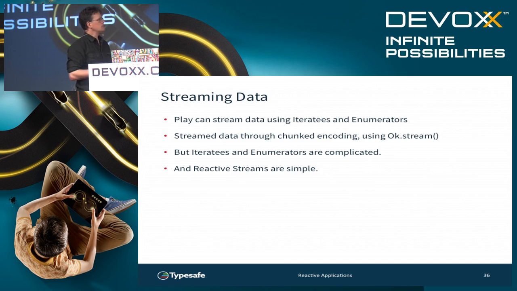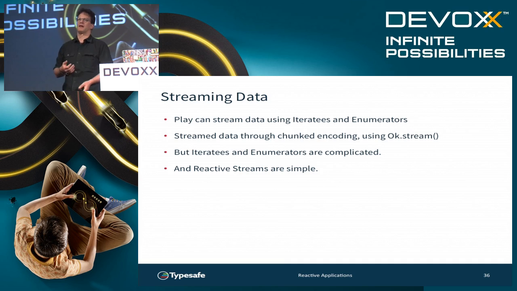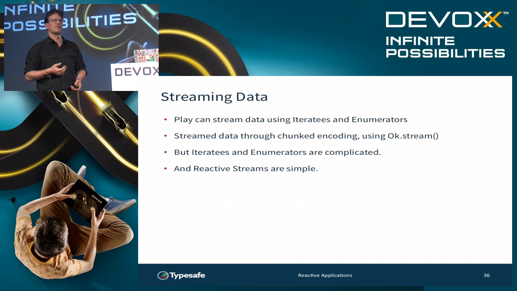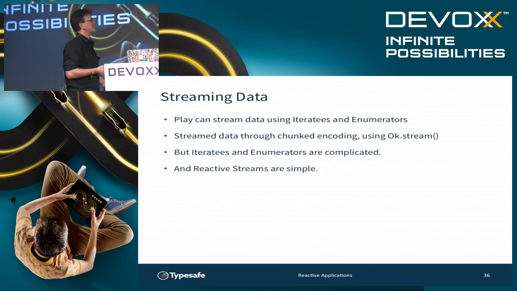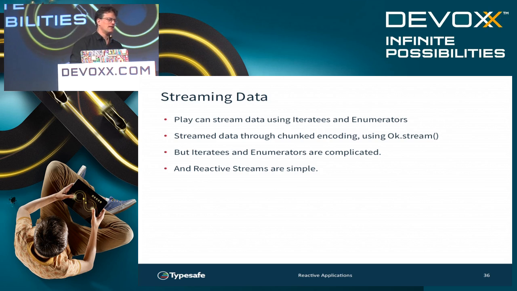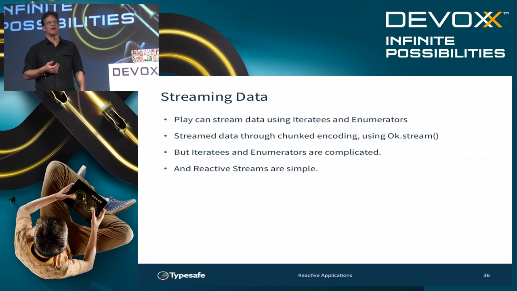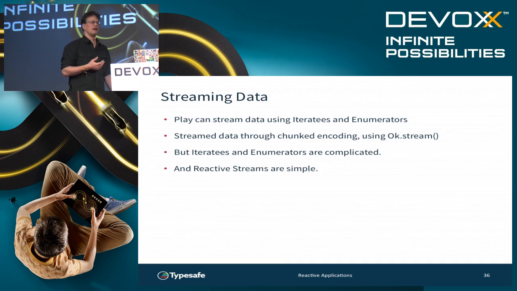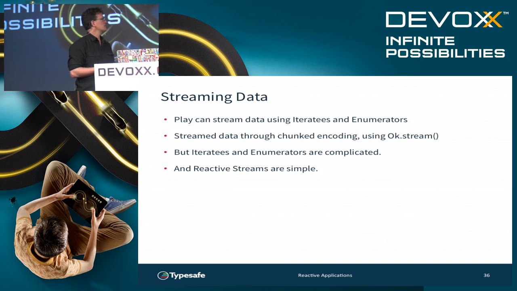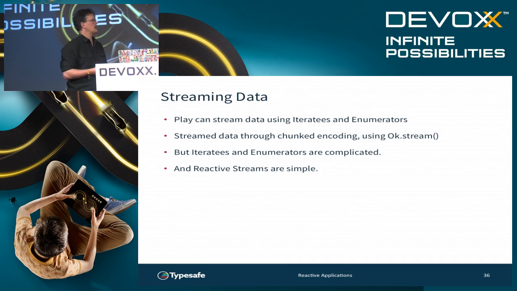But there is a problem with them, is that iterates and enumerators are fantastically complicated. And unfortunately, Play's iterate implementation is complicated even by iterate standards. So there is kind of the problem where, yes, you can do this using iterates, and yes, you can actually put together your own iterate models, which will allow you to stream data without any kind of overhead and do it in a reactive fashion. But a lot of people have problems with that, because you need to understand the concepts first. And Reactive Streams handle that for you. You have a publisher, you have a subscriber, you call subscribe, you're done.